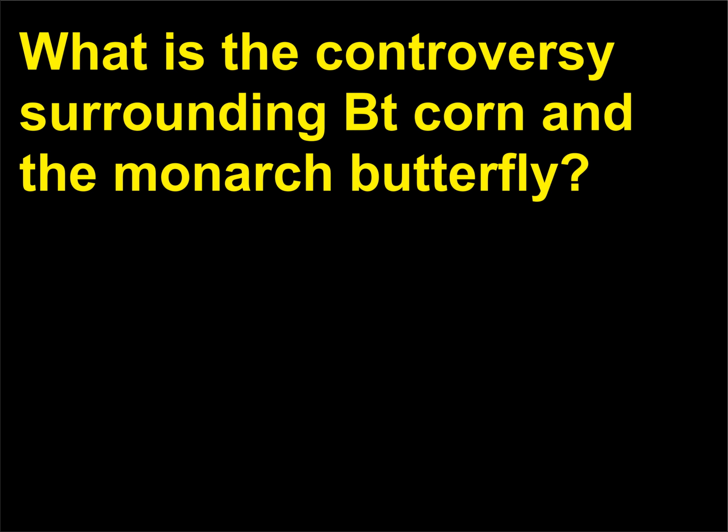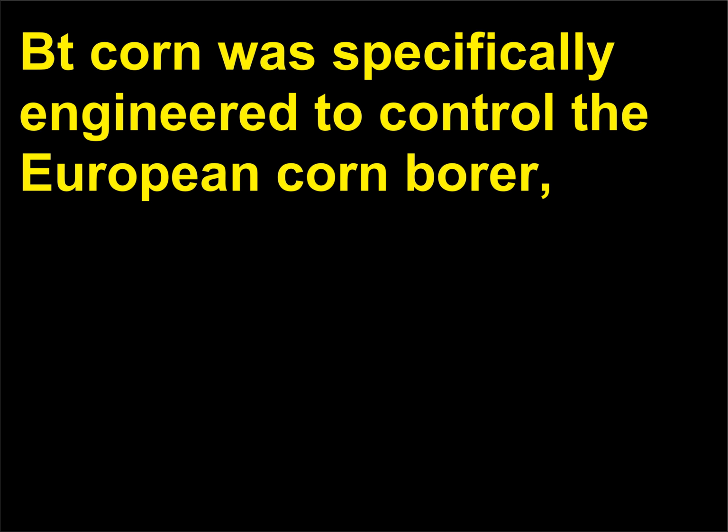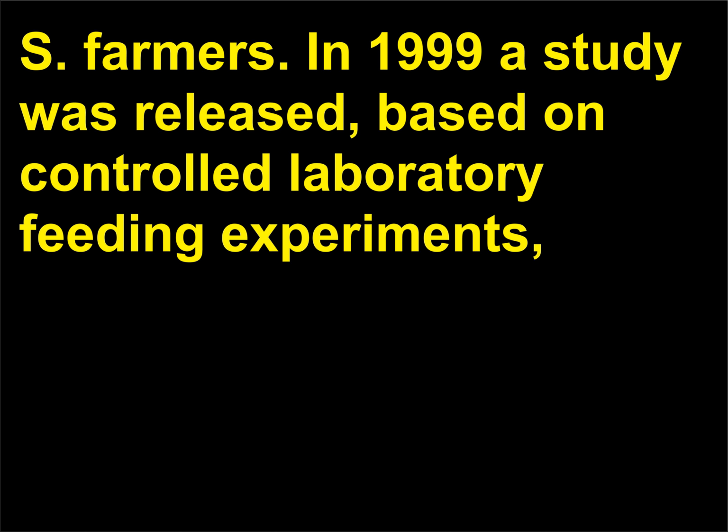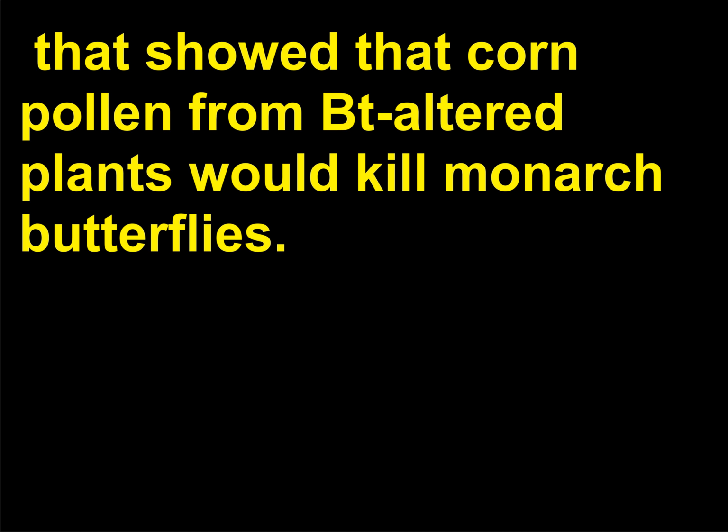What is the controversy surrounding Bt corn and the monarch butterfly? Bt corn was specifically engineered to control the European corn borer, which in 2003 caused an estimated $1 billion worth of damage to U.S. farmers. In 1999 a study was released, based on controlled laboratory feeding experiments, that showed that corn pollen from Bt-altered plants would kill monarch butterflies.